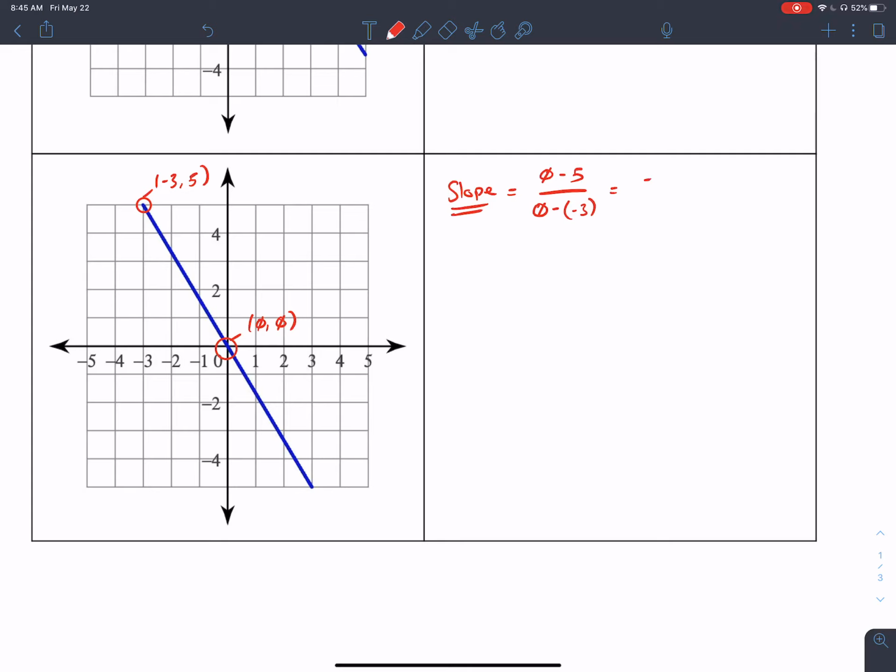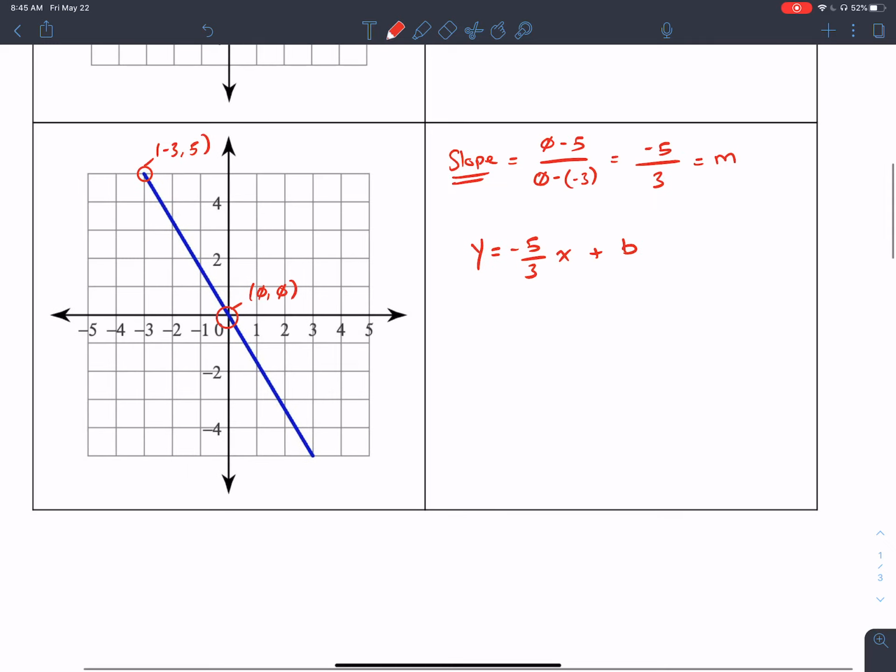So what do we have here? Well, we have negative 5 on top over what's 0 minus negative 3? Well, that's just 0 plus 3, which is 3, which equals m. So let's do this. We got y equals mx, y equals negative 5 over 3 times x plus b. And again, we need to figure out what that y-intercept is going to be. Well, we see that the y-intercept here is pretty nice, right? It's 0. But just for the sake of it, we can see what happens.